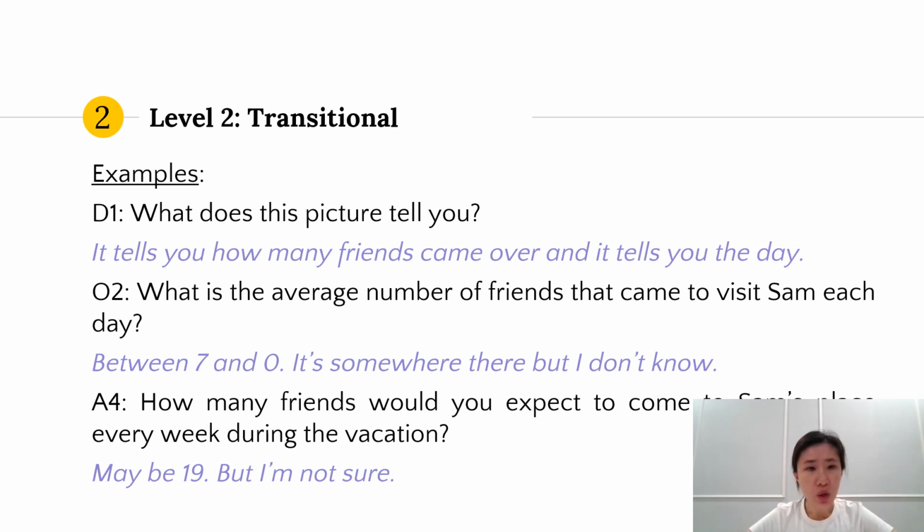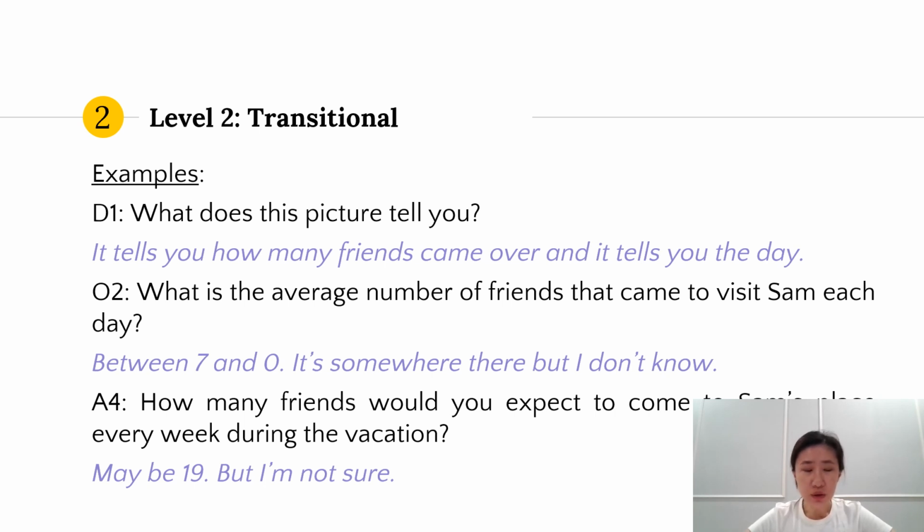So for example, what does this picture tell you? So level 2 thinkers might say, it tells you how many friends came over and it tells you the day. So this information is half correct, but it is not exactly accurate because they do not elaborate on how many friends are there in total or what other data or what information is available in the graph that they see.